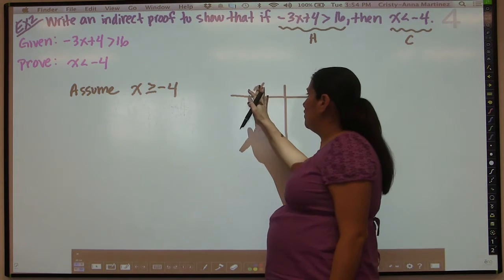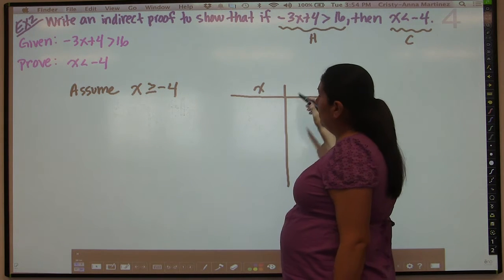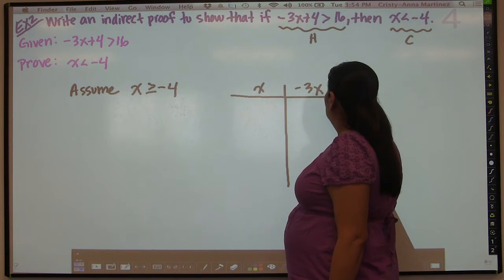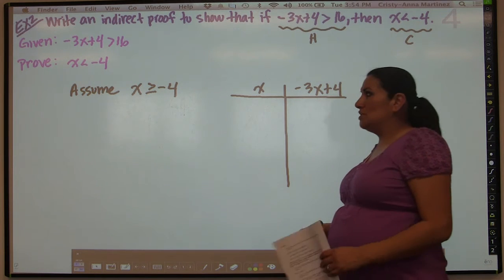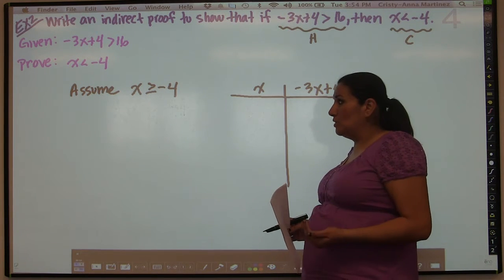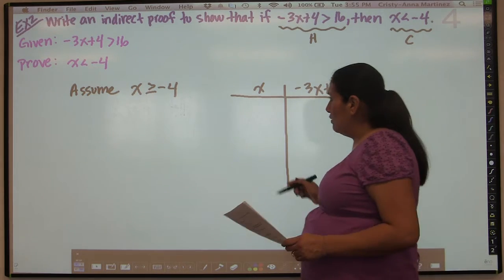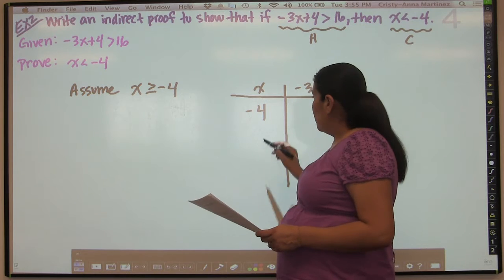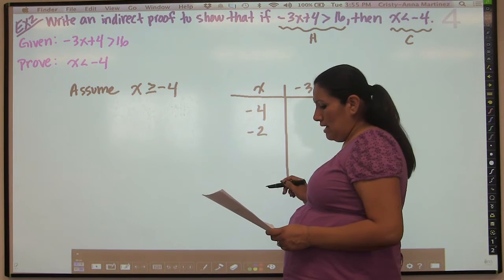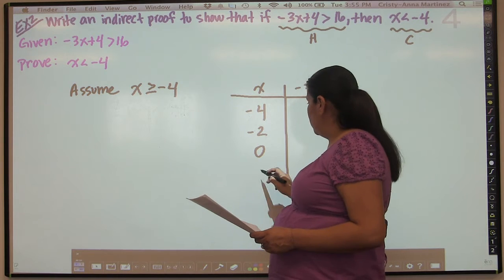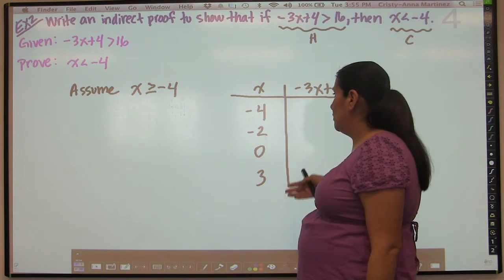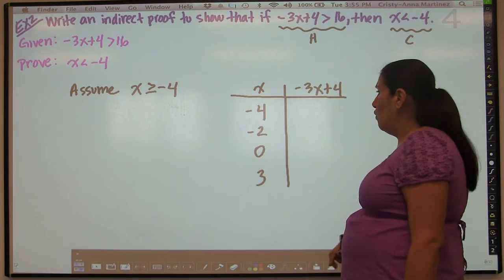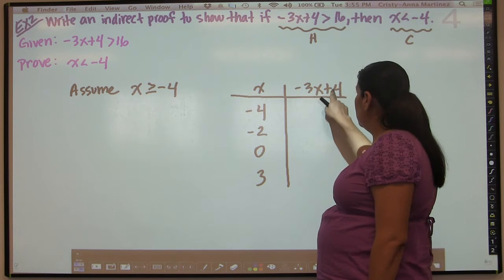Now in this case, we can actually use a t-table to help us with this. I'm going to put different values of x here, and I'm going to put the expression negative 3x plus 4 over here. Because I'm assuming that x is larger than or equal to negative 4, I'm going to pick x values that are larger than or equal to negative 4, starting with negative 4. Negative 2 is larger than negative 4, 0 is larger than negative 4, and so is 3. So I've picked a sample of numbers, negatives, 0, and positives, that happen to be larger than or equal to negative 4. And I plug them into my expression here.